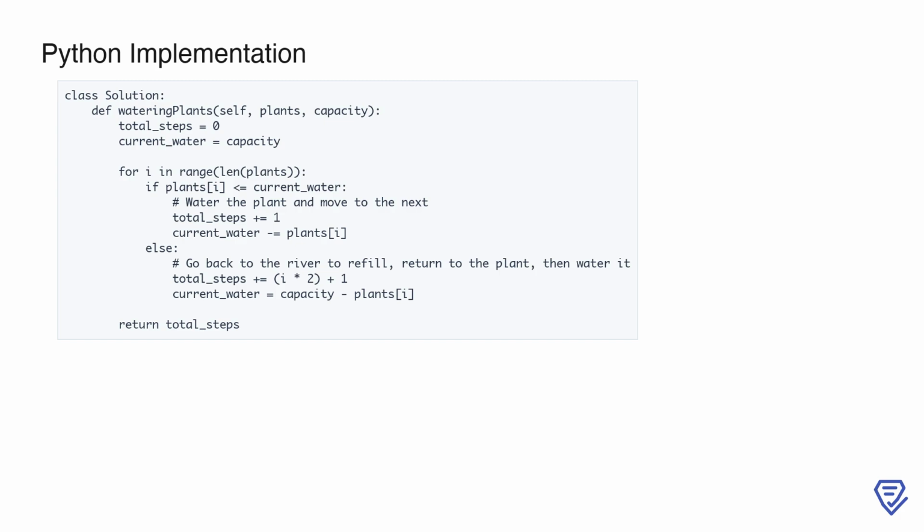The time complexity is O(n), where n is the number of plants, as it processes each plant exactly once. The space complexity is O(1), since the algorithm uses only a fixed amount of extra space.